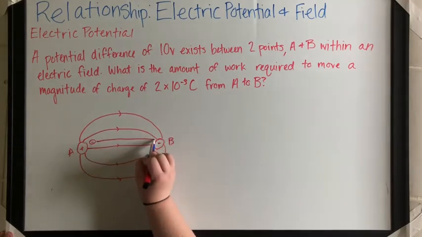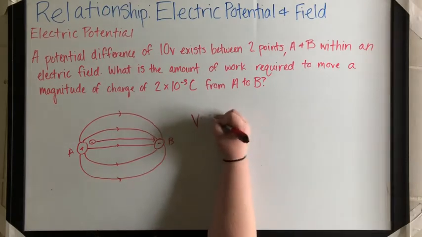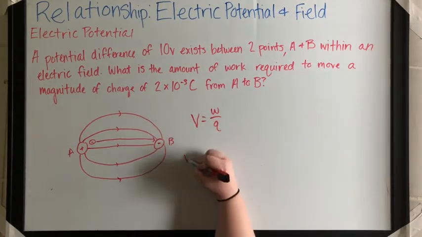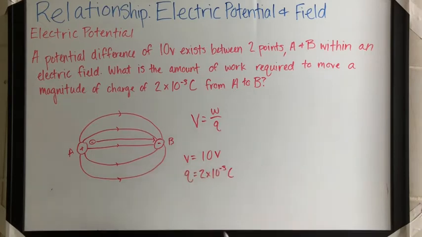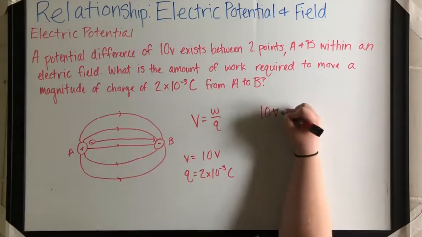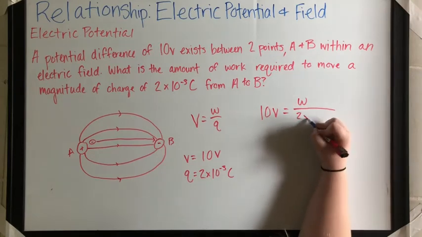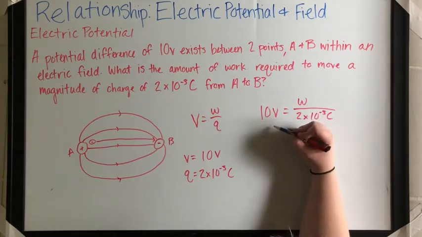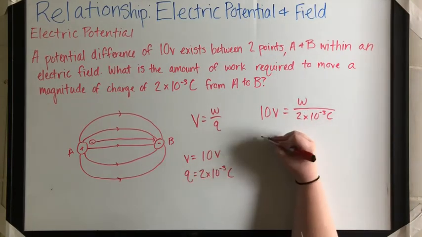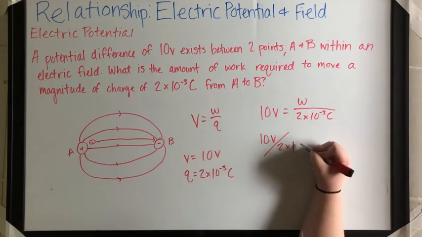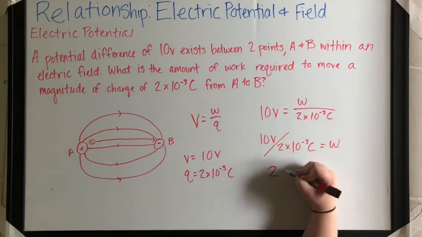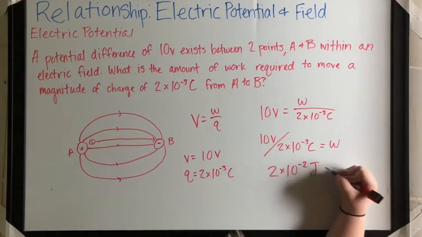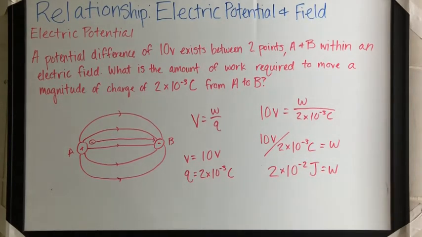And we have the equation V equals W over Q. And we know that V is 10 volts, Q is 2 times 10 to the negative third coulombs. So you're going to do 10 volts is equal to W over 2 times 10 to the negative third coulombs. And then you'll multiply 10 volts by 2 times 10 to the negative third coulombs to get work. And your answer is 2 times 10 to the negative 2 joules.